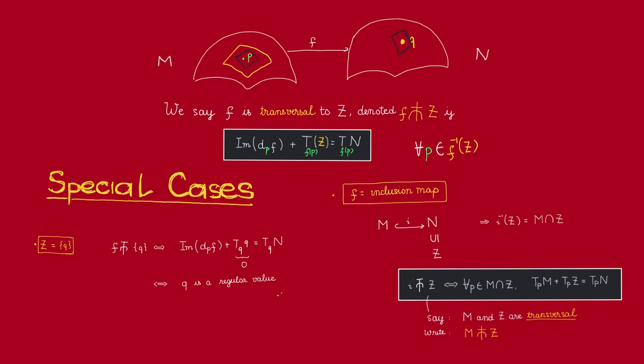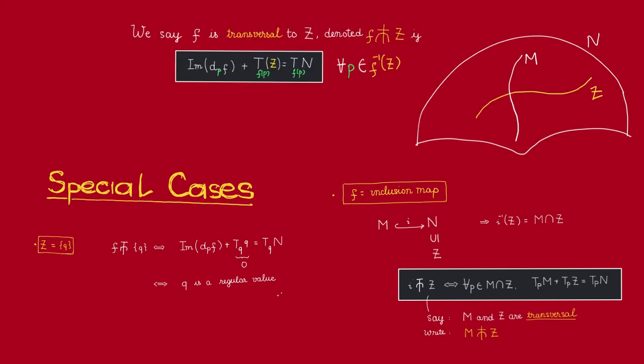In other words, this derivative at P should be surjective. In other words, F is a submersion at P for every point P in the preimage of q. So that means that q is a regular value. So in the special case when Z is just a point q, saying that F is transversal to Z is just equivalent to saying that q is a regular value of F. And thus, as we've mentioned, transversality is a generalization of regular value.